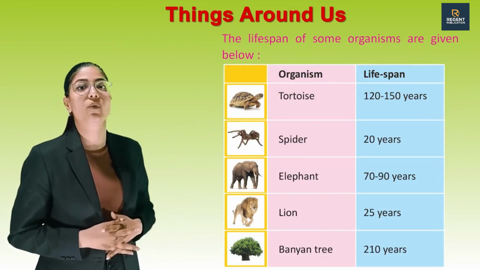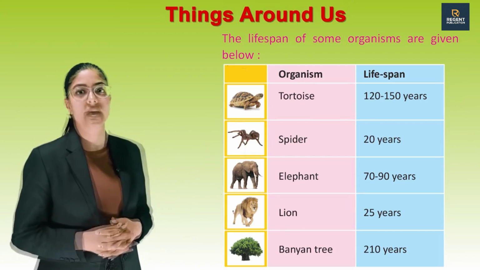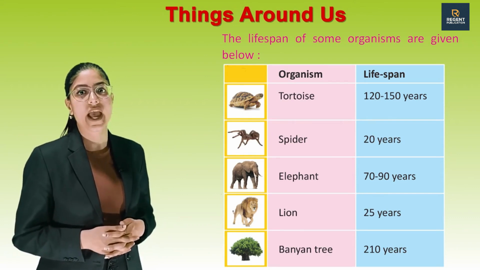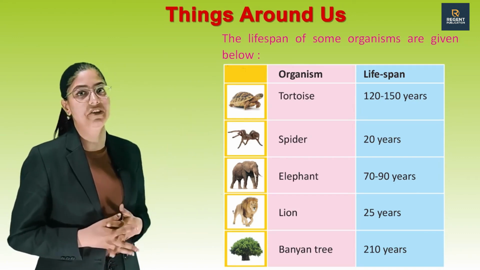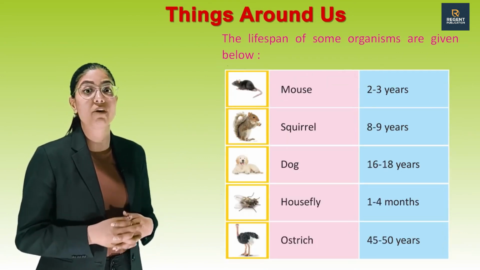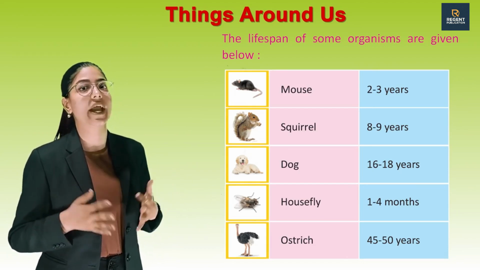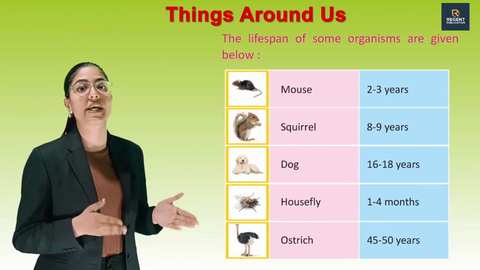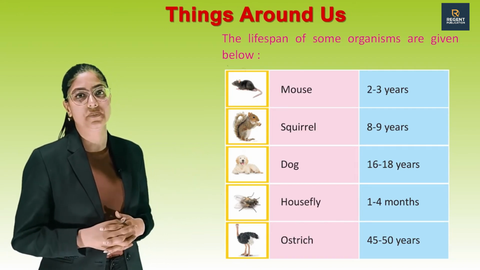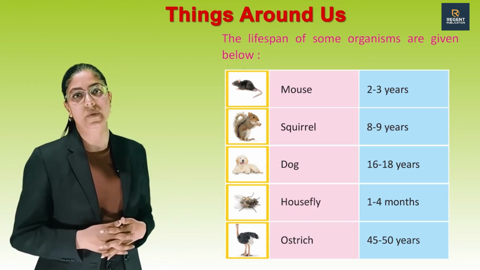Lifespan of tortoise is 120 to 150 years. Lifespan of spider is 20 years. Lifespan of elephant is 70 to 90 years. Lifespan of lion is 25 years. Life of banyan tree is 210 years. Lifespan of mouse is 2 to 3 years. Lifespan of squirrel is 8 to 9 years. Lifespan of dog is 16 to 18 years. Lifespan of housefly is 1 to 4 months. Lifespan of ostrich is 45 to 50 years.